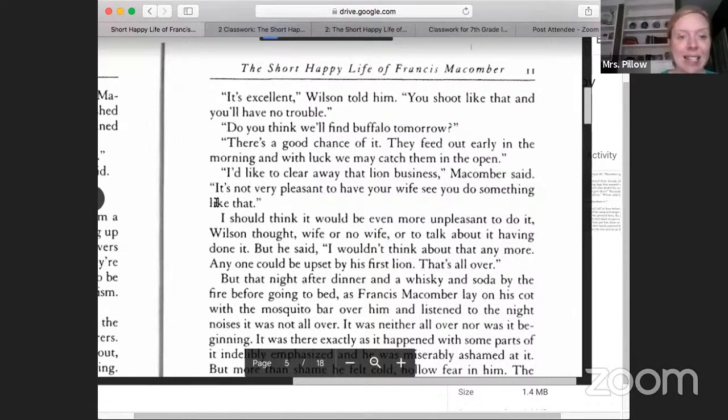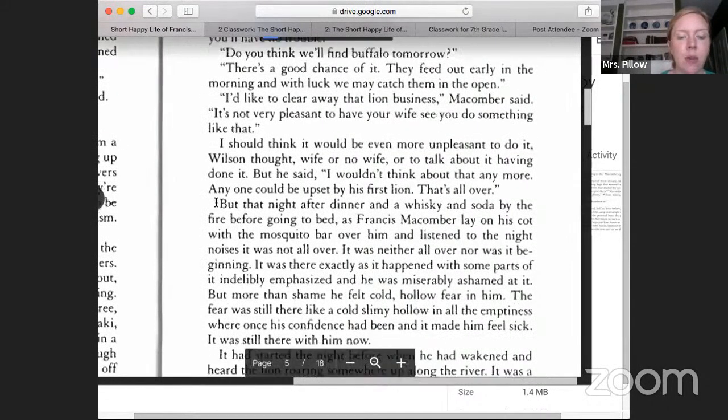Exactly. I should think it would be even more unpleasant to do it, Wilson thought, wife or no wife, or to talk about it having done it. But he said, I wouldn't think about that anymore. Anyone could be upset by his first lion.